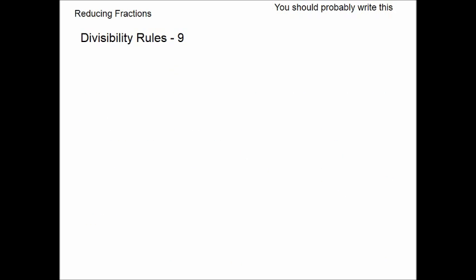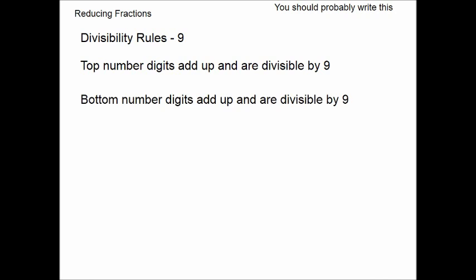Rule of 9. Again, these aren't as important. 2, 3, and 5, in my opinion, are the most important. The top numbers are divisible by 9. The bottom digits add up and are divisible by 9. So, for example, 513, you add up 5, 1, 3 equals 9. 9 is divisible by 9.